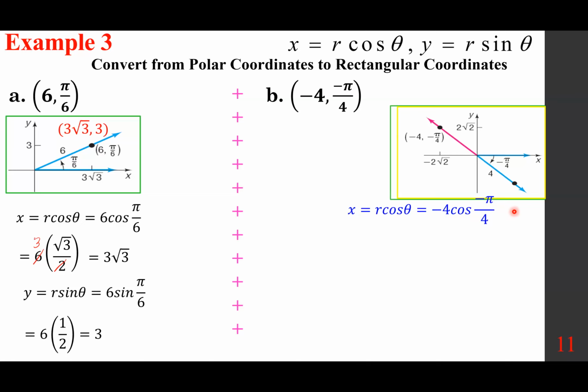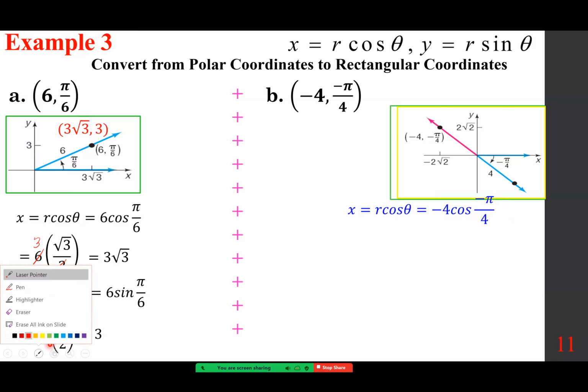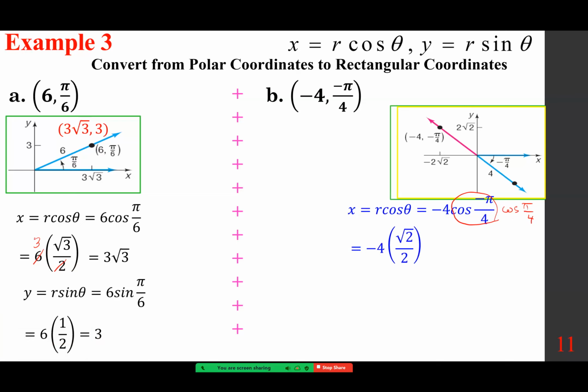As you know, cosine of minus pi over 4 is the same as cosine of pi over 4 because cosine is an even function. So this is the same as cosine of pi over 4, which is square root of 2 over 2. So minus 2 square root of 2. That's as far as x is concerned.